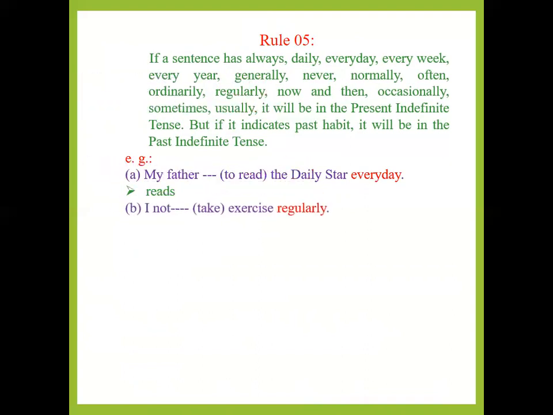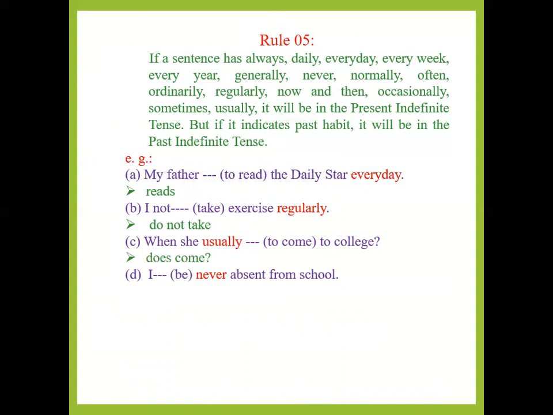Next, I ___ not take exercise regularly. This is also an example of the present simple tense, that's why "do not take". Next, when ___ she usually come to college? It's an interrogative sentence of present indefinite tense. That's why the answer is "does come". Next, I ___ never absent from school. So the answer is "was", because this indicates past habit.